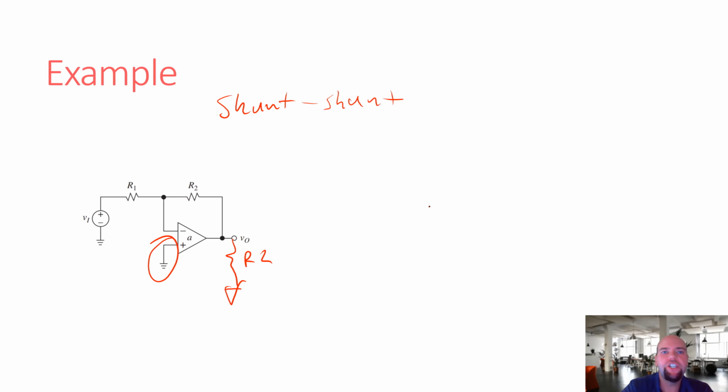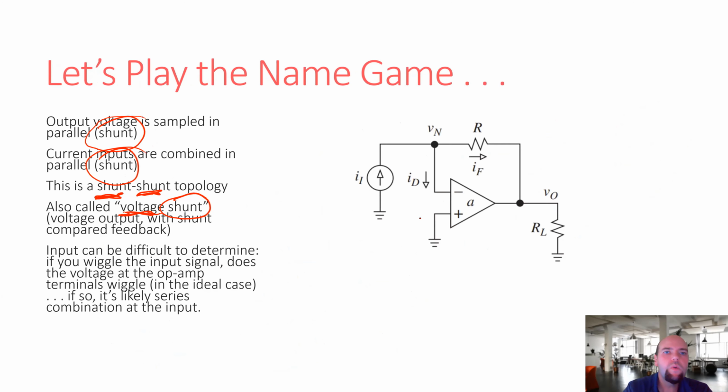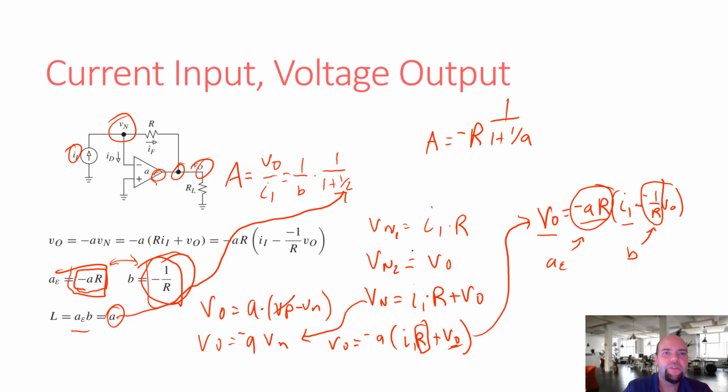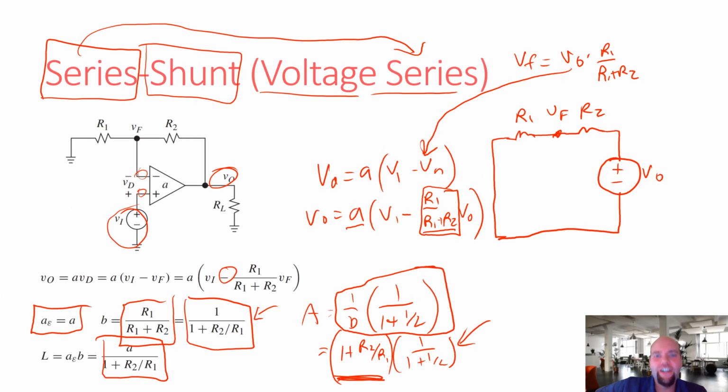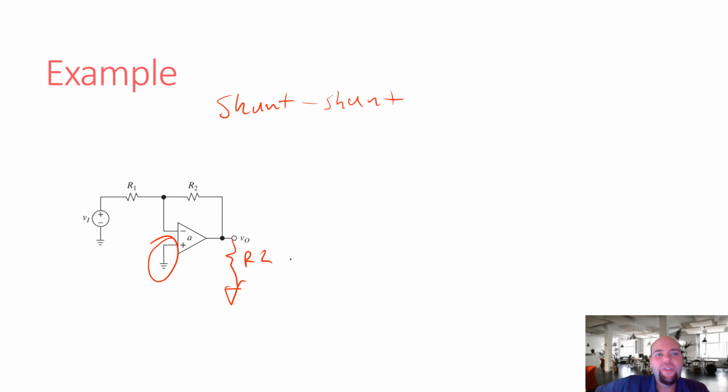So let's go back to our shunt-shunt example. So this is shunt-shunt. So we had a current input, feedback resistor R. Okay, so refreshing our memories on what our shunt-shunt looks like here, let's analyze this other one. So one convenient thing to do is we don't actually have an input current here. Right? Our input is a voltage, but we can make an equivalent input current.